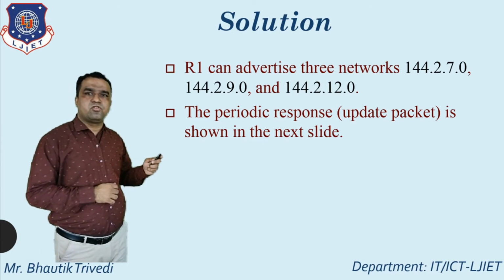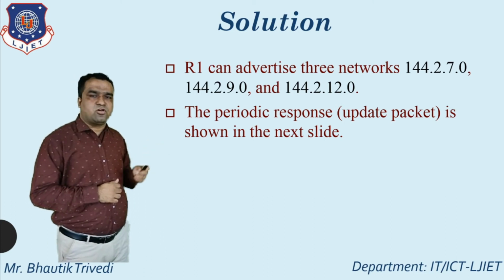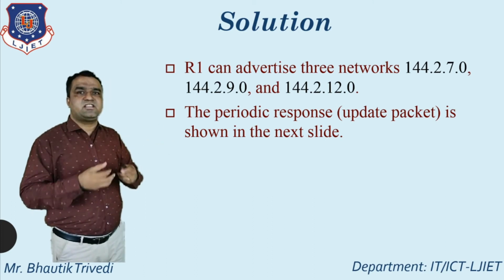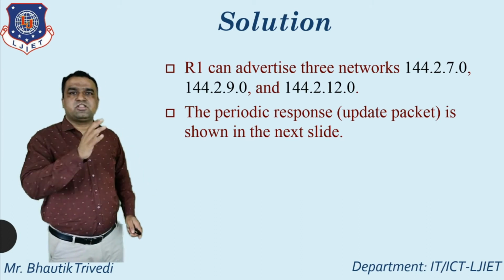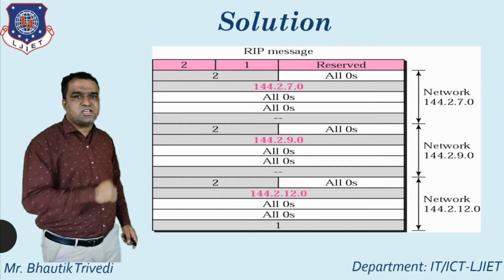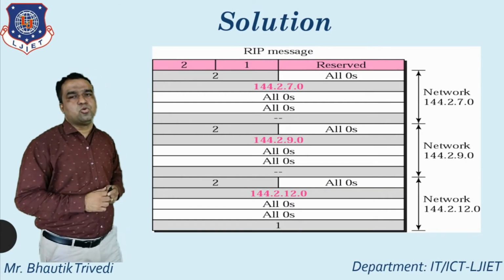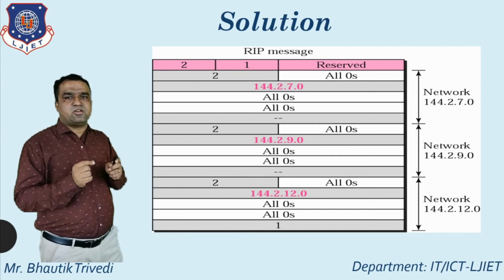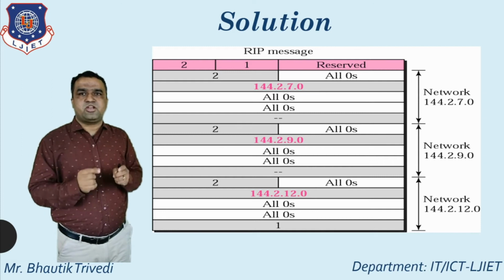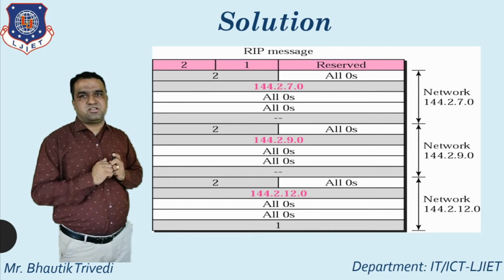144.2.7.0, 144.2.9.0 and 144.2.12.0. How do I generate the packet format using the concept of RIP? So that's the diagram for that. Here you just see. This is the most important thing. First one, 2. 2 indicates that this particular command option is generally used for the response.